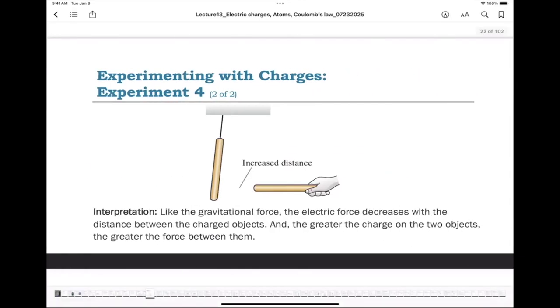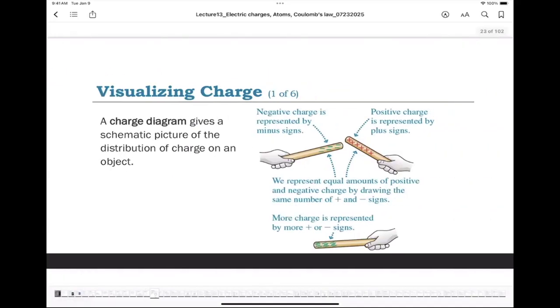There are some interpretations: the electric force decreases with the distance between the charged objects, and the greater the charge on the two objects, the greater the force between them. I think this one is easy to understand. Okay, let's see the other thing.